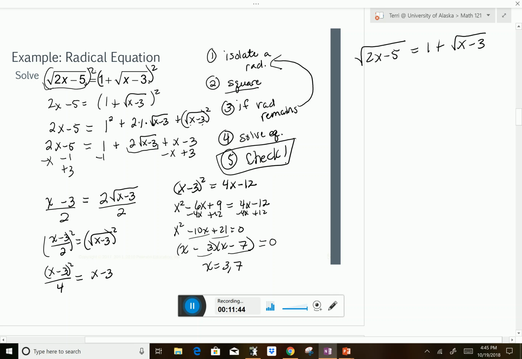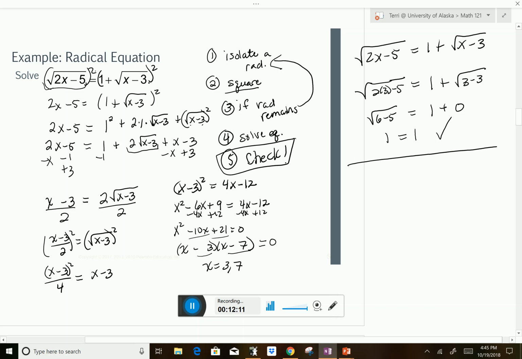We can't forget. So the square root of 2 times 3 minus 5 is equal to 1 plus the square root of 3 minus 3. So this is the square root of 6 minus 5 is equal to 1 plus the square root of 0, which is 0. So this is 1 equals 1. Yes, that one's good. So let's try the other one.